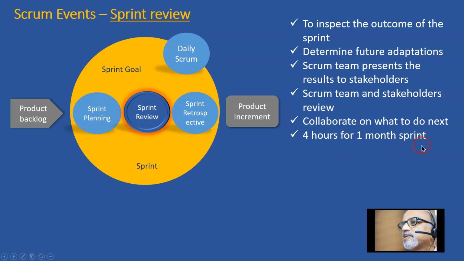And it's 4 hours for a 1 month sprint. So sprint review meetings are 4-hour meetings where the increment of the product developed during the sprint is demonstrated to the key stakeholders, and somebody verifies whether this developed increment satisfies the definition of done. If all the features planned within the sprint satisfy the definition of done, then we say the sprint is successful.